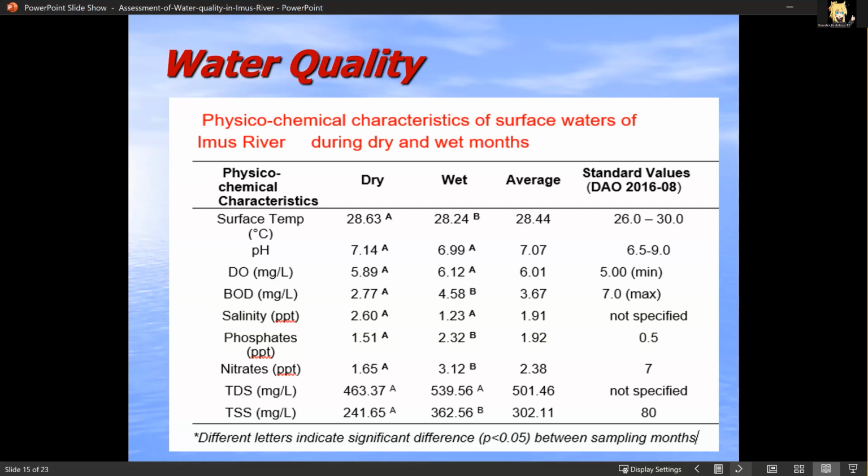And by comparing it to the standard values of the DNR based on the DAO 2016-08, there is actually a very significant decrease in the nitrates, which is supposed to be 7, but it has become 1.65 to 3.12. So even during the wet, there's a very low nitrate for a Class C river. Okay, and for the total suspended solid, you can see the dramatic increase, probably because of siltation, erosion. So primarily, it has now become 241 to 362. So there is a tremendous increase in the amount of the total suspended solid.